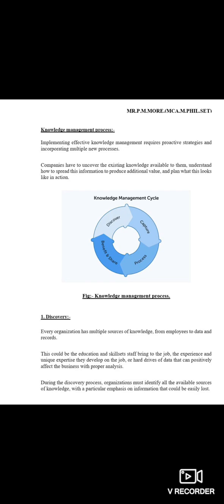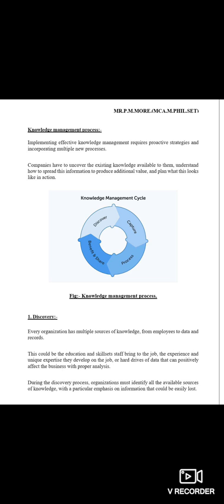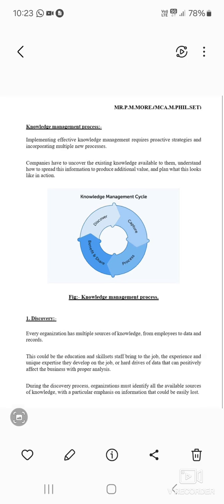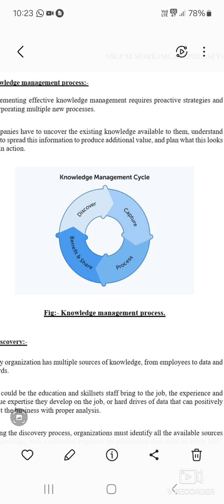Next question is knowledge management process. After implementing, effective knowledge management requires proactive strategies and incorporating multiple new processes. Companies have to uncover the existing knowledge available to them, understand how to spread this information to produce additional value, and plan what this looks like in action. So here is a knowledge management cycle. Here is discover, capture, process, benefit, and share.